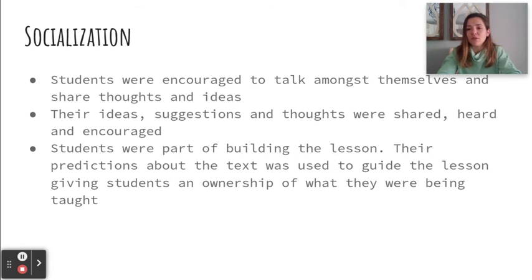I also love how the students were able to use their knowledge to build and guide the lesson, almost like they were co-teachers. The teacher really took into consideration what they were saying, even wrote it down on the board, and they created and guided their lesson with that.